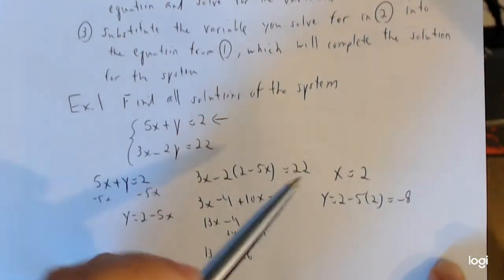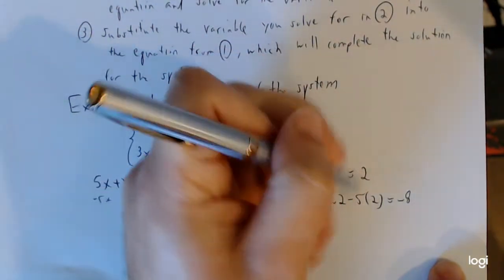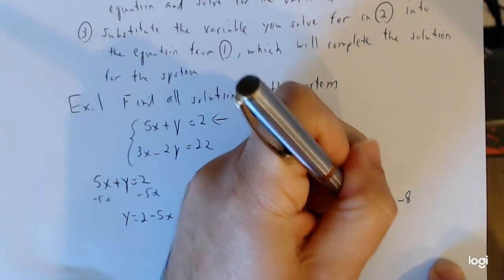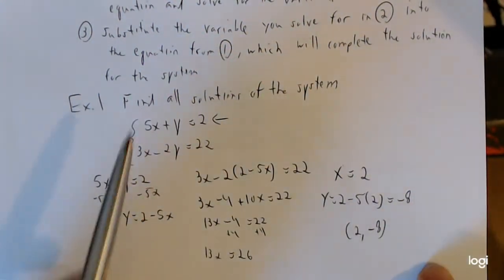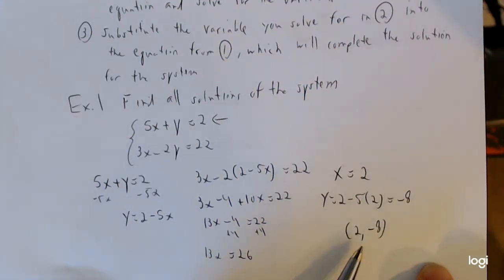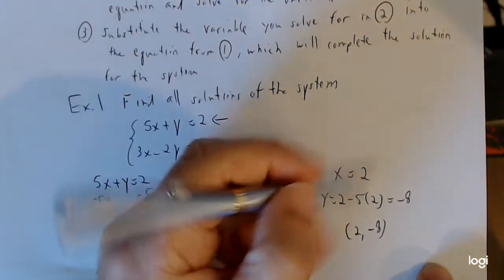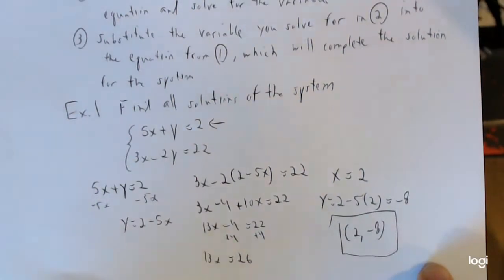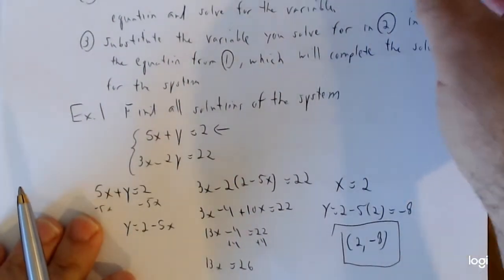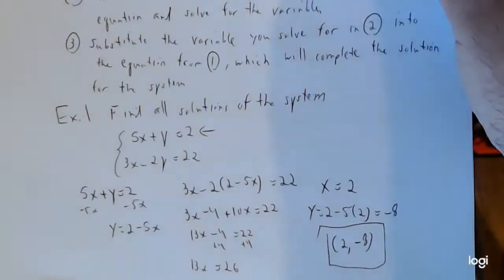So notice how I got one solution in this case, right? Because my solution is 2 comma negative 8. In other words, these two lines intersect at the point (2, -8). And so, from the three cases that we talked about, this was the first case where we had one solution. Okay? So let's move on to the next method of solving, which would be through the elimination method.